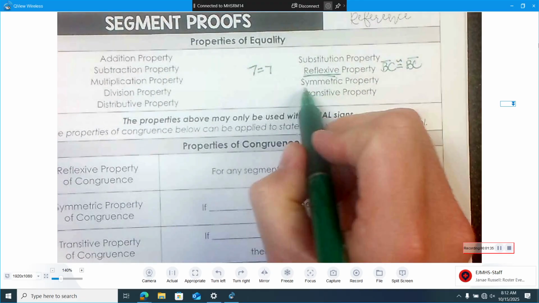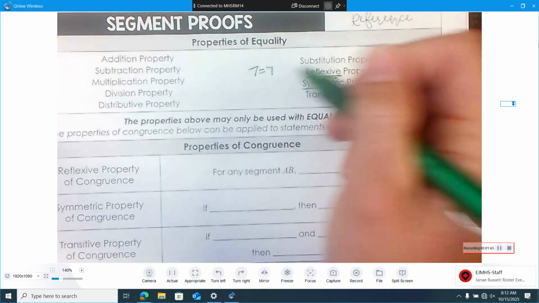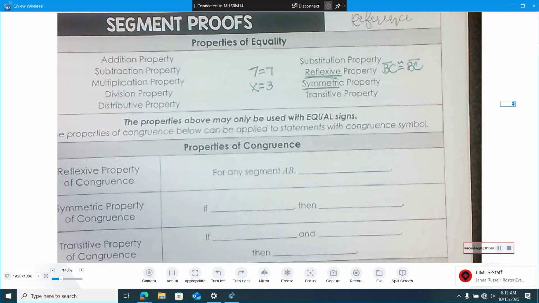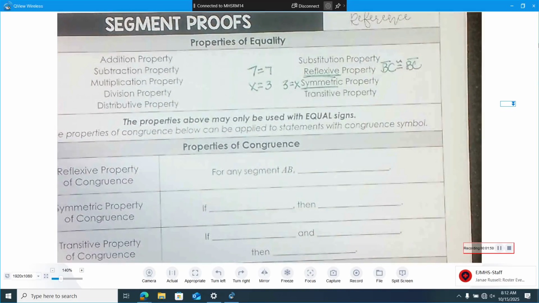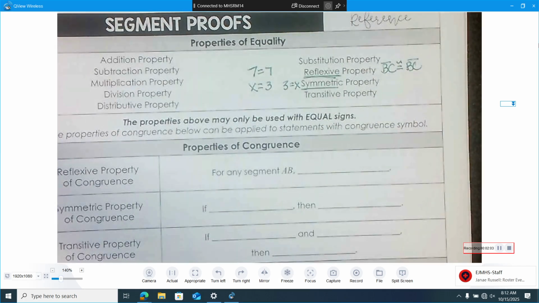What's the symmetric property? The spin around property. It spins around. So if we have x equals 3, it's the same as 3 equals x. If we spin them around the equal sign, it says the same thing. So that's the symmetric property. And again, that is important for us because our proof has to exactly match. Even though we understand that these two things are equivalent, when we're doing formal proofs, they have to be identical. So we have to take that step to spin things around on occasion. Okay.